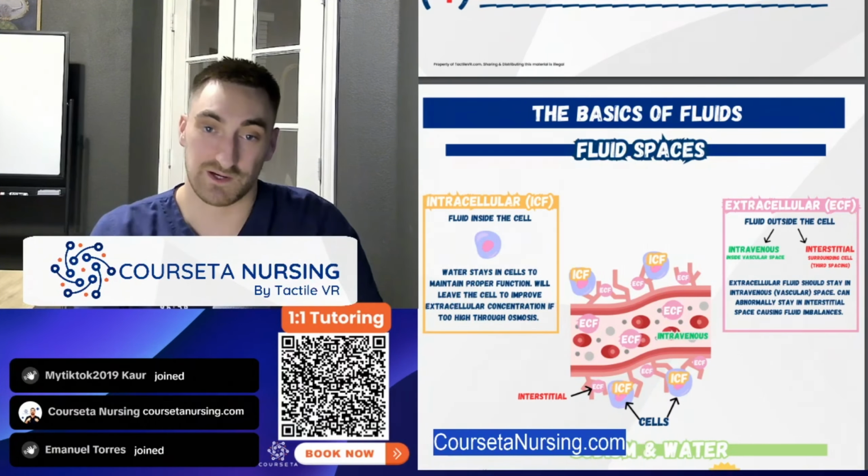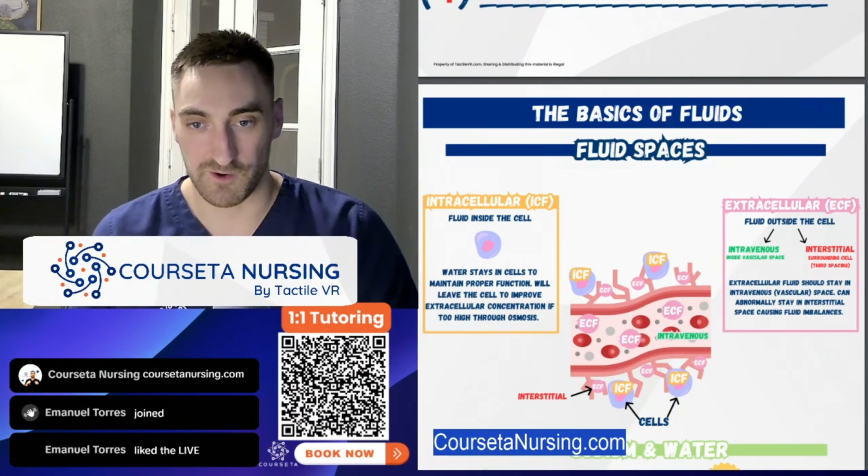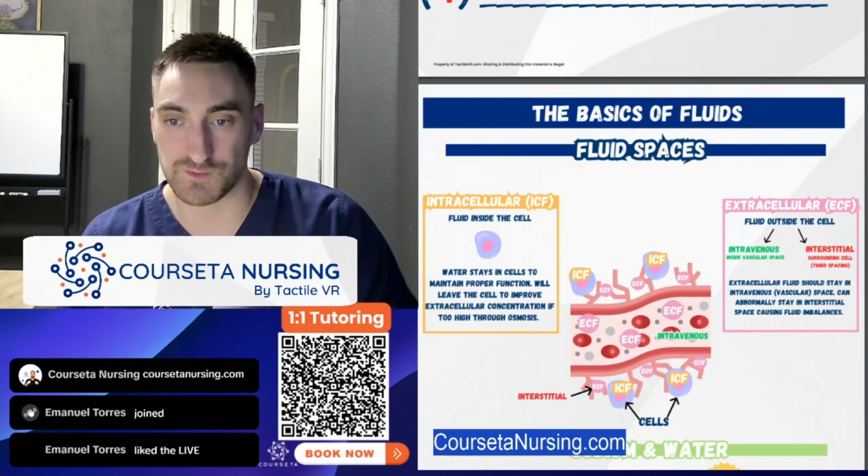Now there's also extracellular fluid, which actually has two different types. Extracellular means it's outside of the cell, so it's not super complicated. Fluid only has so many choices to go. It can either be in the cell itself, or outside of the cell, whether that's in the intravenous space, which is actually the vascular space, like your veins. Of course, blood needs fluid to transport throughout the body. That's where most of our fluid stays, in the intravenous space.